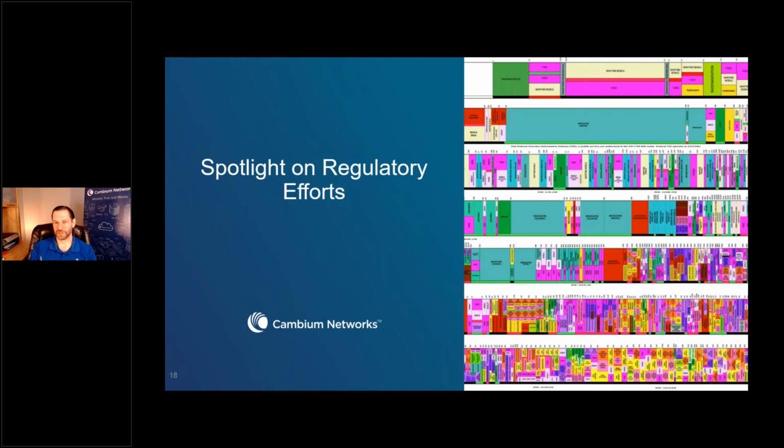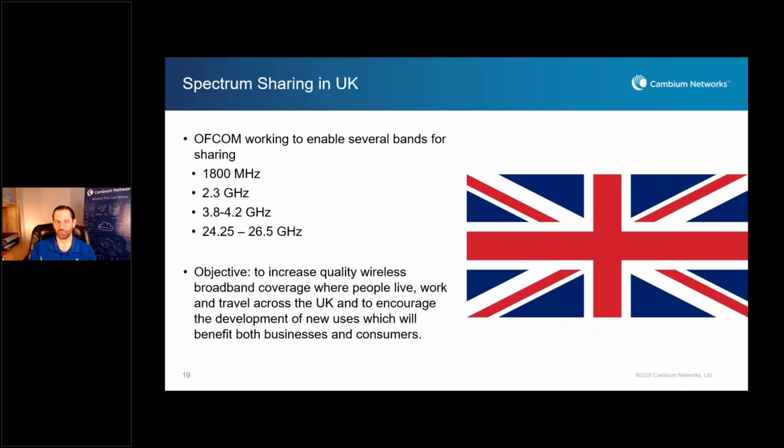So let's talk about some of the regulatory efforts in specific countries. Start with the UK. In the UK, Ofcom is the name of the regulator, and they're working on several different bands and really what they want to do is increase broadband coverage for residents, where they live, where they work, where they travel, right? So they want to increase the economic capabilities of carrying broadband. As everyone knows, broadband is kind of an essential service for growth these days. And so we mentioned some of the bands, but some of them we didn't really touch on yet. So they have opportunities in 2.3, 3, and 1800 megahertz, 1.8. So there is some opportunity there. They also have some opportunities in 24 to 26 gig.